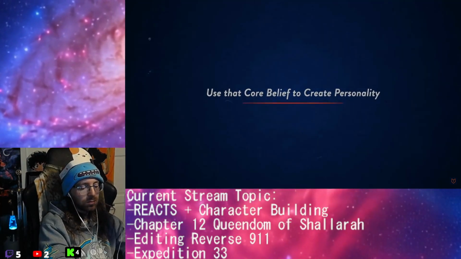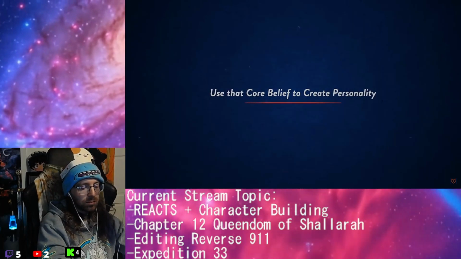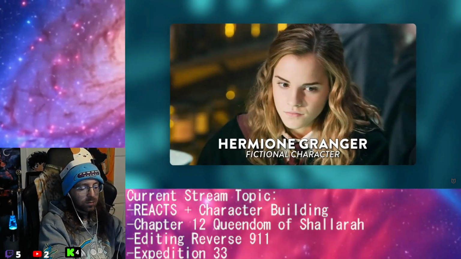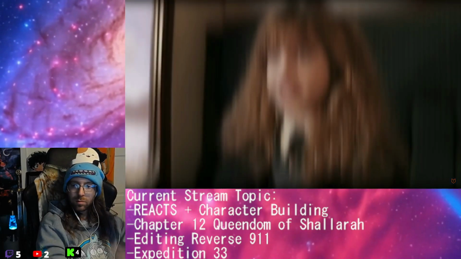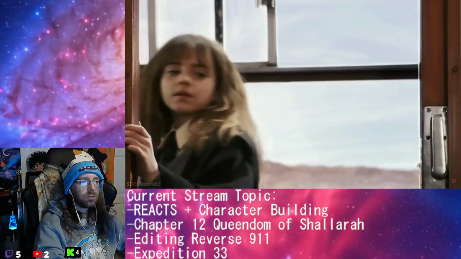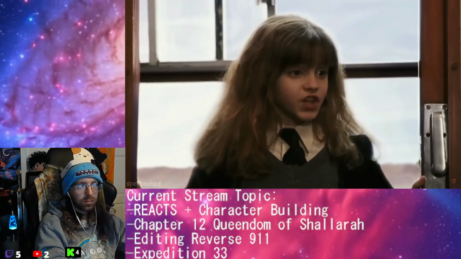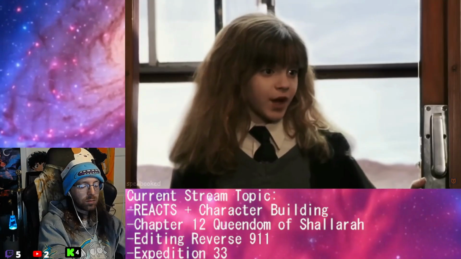The next step is to use your character's core belief in order to establish your character's personality. And by personality, I'm just talking about the temperament and how your character interacts with other people. For an example, let's look at Harry Potter and Hermione Granger. One of her core values, and this isn't her only core value, but I'd say it's one of the stronger ones, is academic excellence and the pursuit of knowledge.